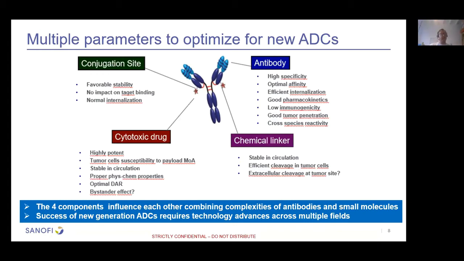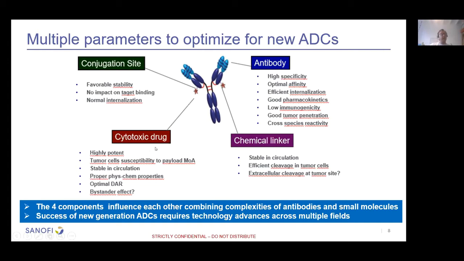As shown on the slide, various key parameters should be considered for each component of the ADC. For example, the antibody should have a high specificity, optimal binding affinity and good PK properties. The linker obviously needs to be stable in circulation to avoid premature release of the cytotoxics, and cleavage needs to be efficient in the cell, but it could also sometimes, in some designs, take place in the extracellular compartment.